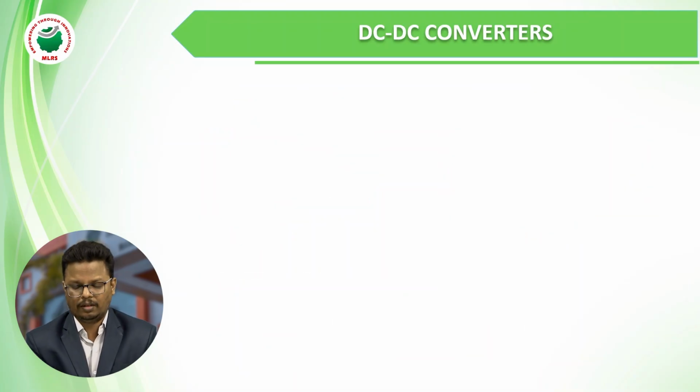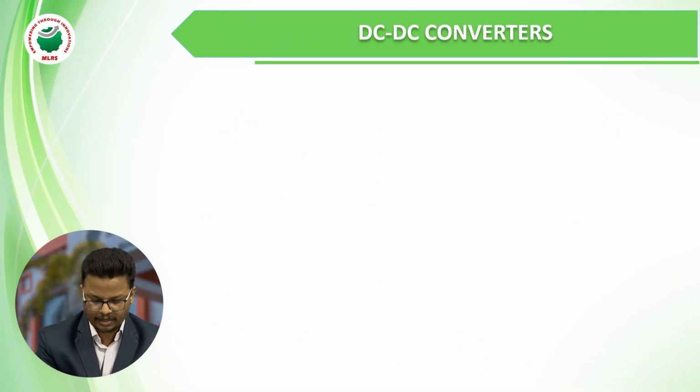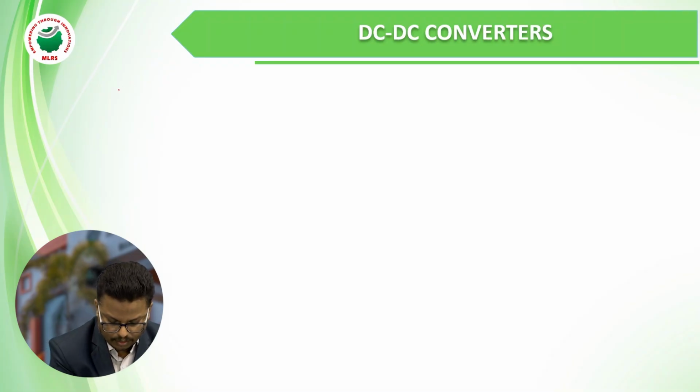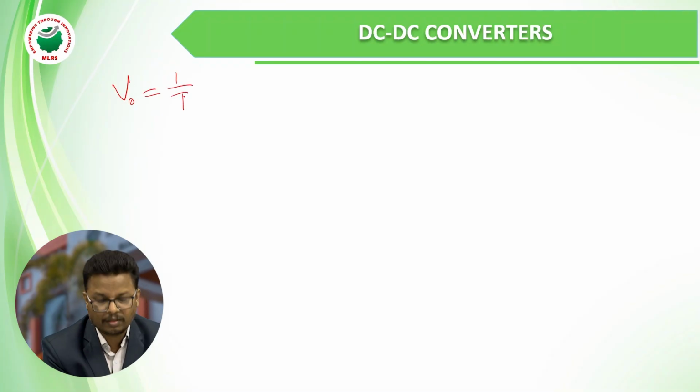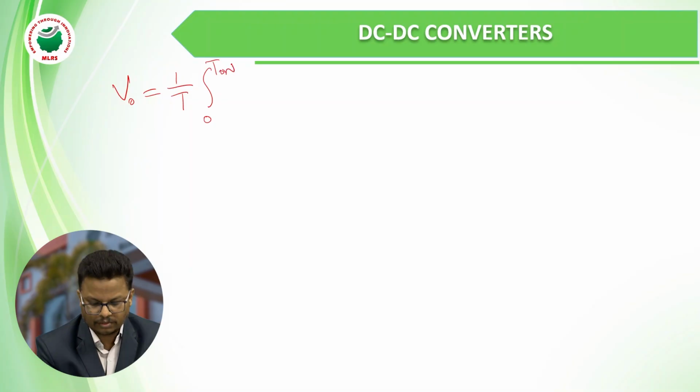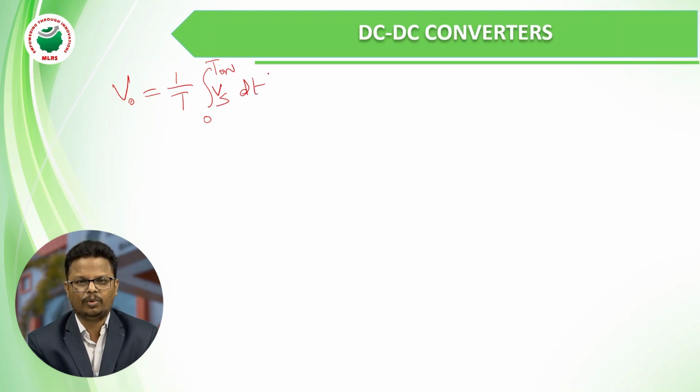And now we are going to discuss the average output voltage equation. So let me see here. We know V naught equals 1 by T, the total time period, integral over the switching period 0 to T on, of the function, source voltage Vs, dt. So this is the average output equation.